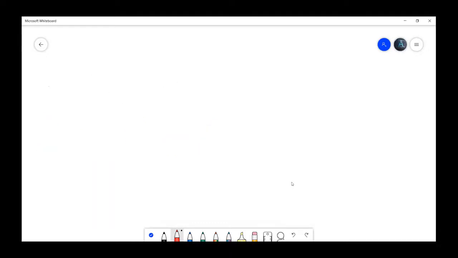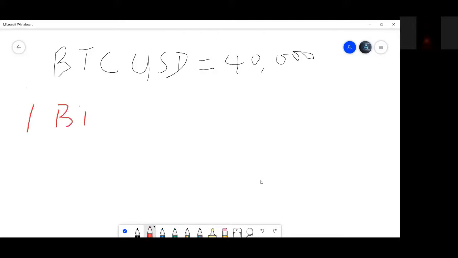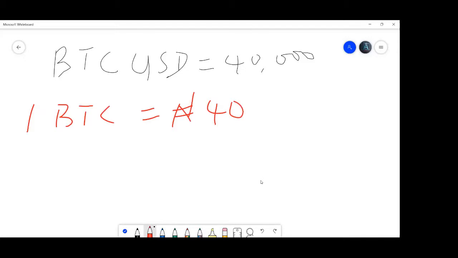Similarly, if I have BTC USD equals, let me say, 40,000, interpreting this means one BTC is equal to $40,000. Oh, sorry, I'm using USD. That is what it means. Okay, very good. So I think that is clear enough.